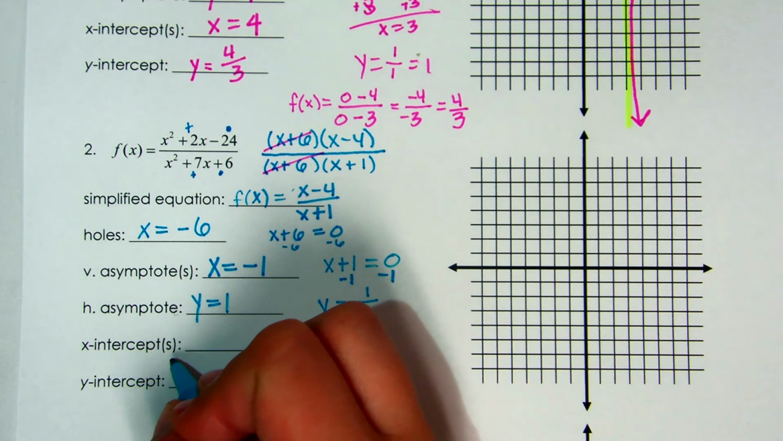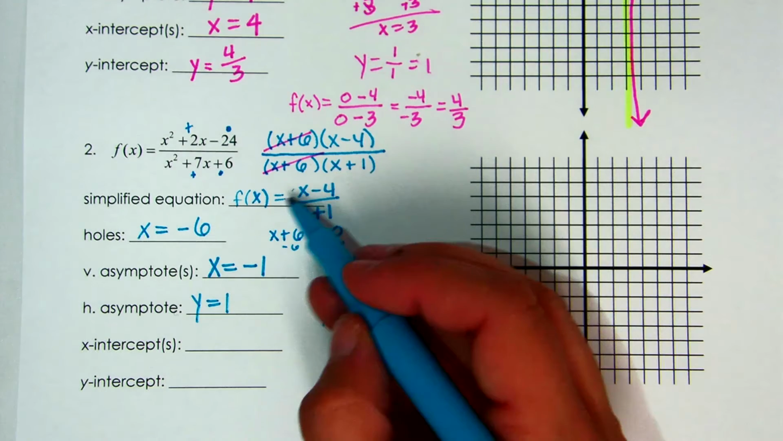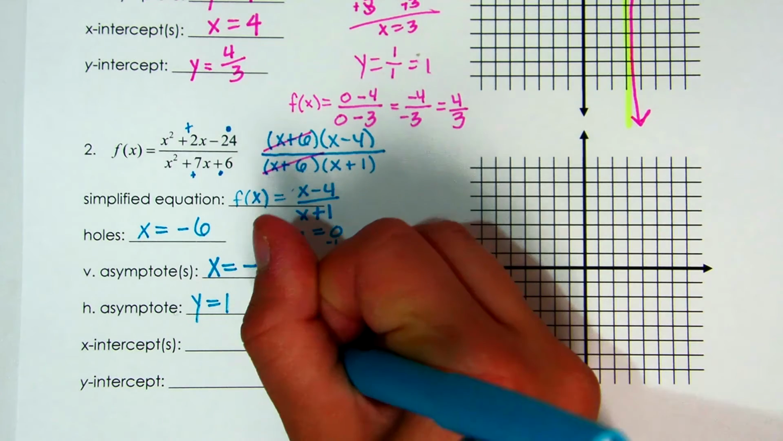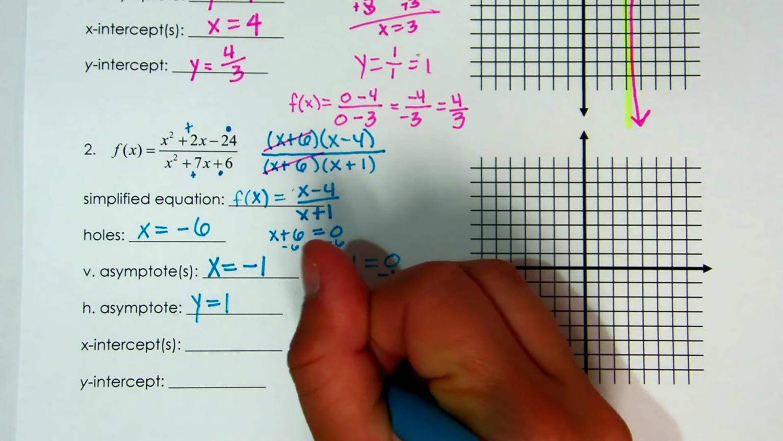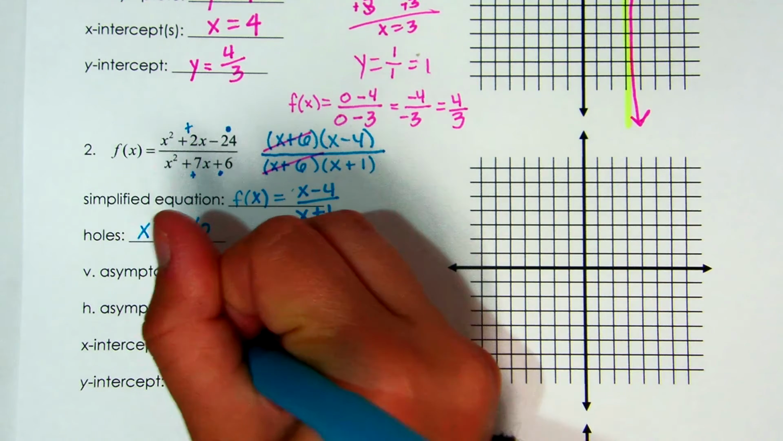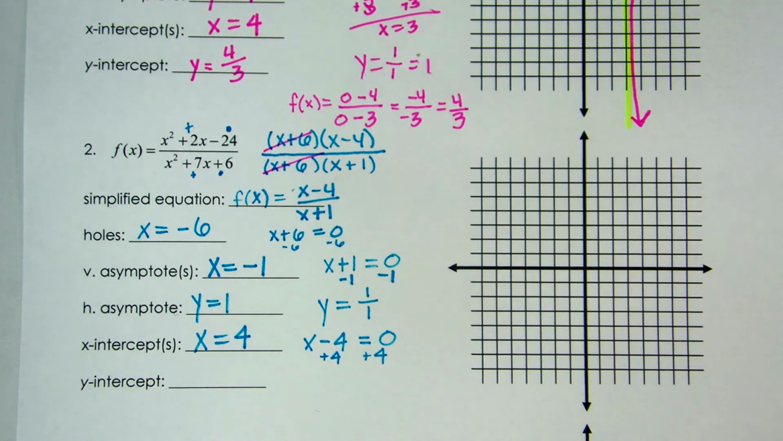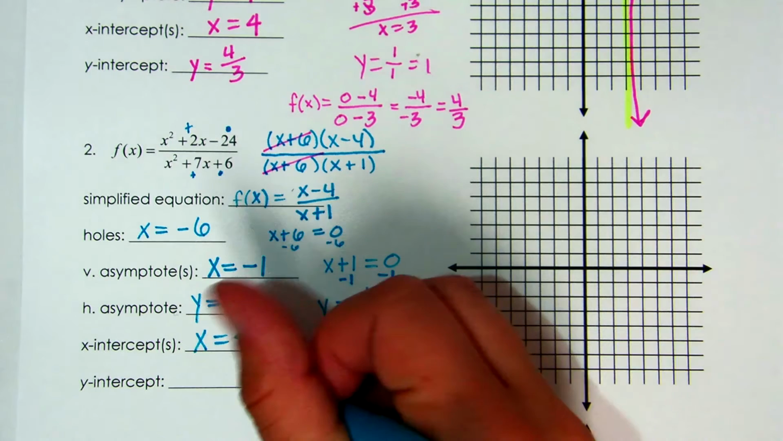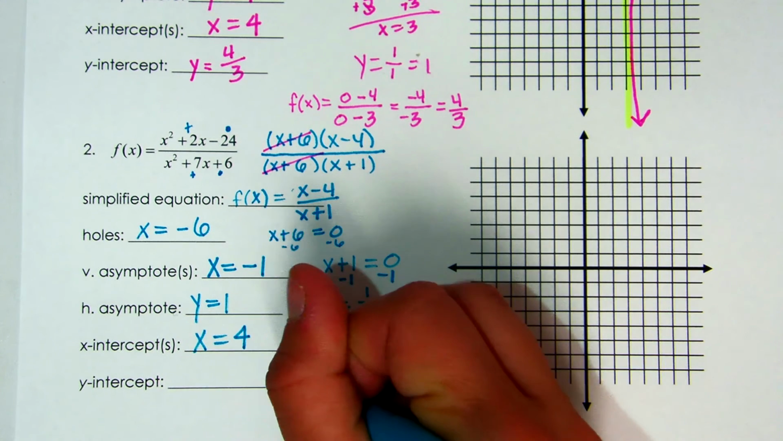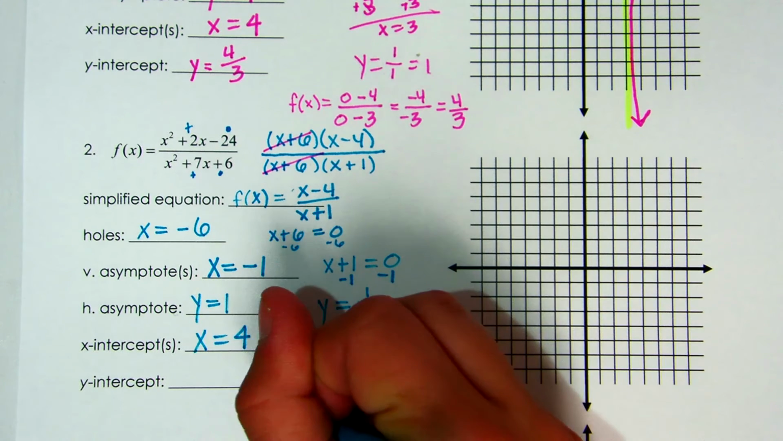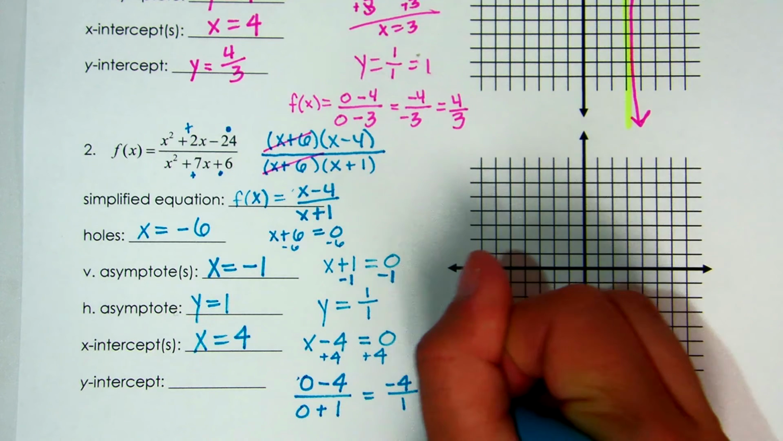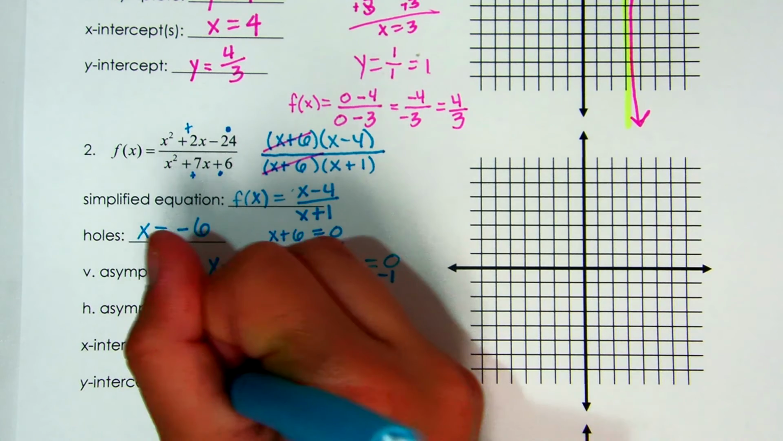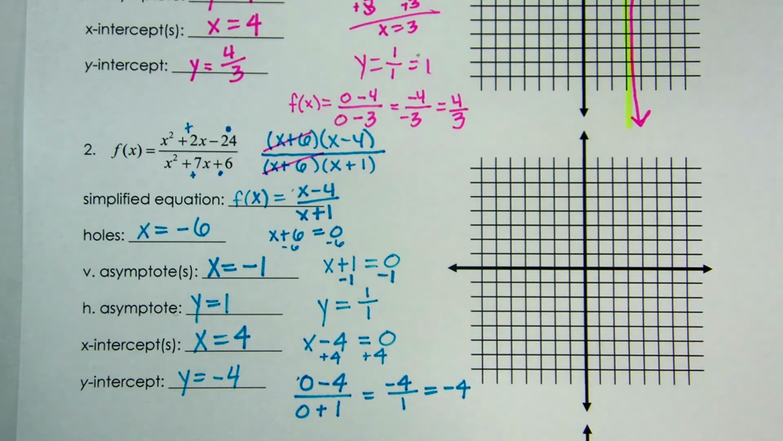X-intercept, take the numerator of the simplified equation, so the top of the simplified is x minus 4, set it equal to 0 and solve, add 4. So x equals 4 is my x-intercept. And to find my y-intercept, plug in zeros, so 0 minus 4 over 0 plus 1 is negative 4 over 1, which is negative 4. So y equals negative 4 is my y-intercept.